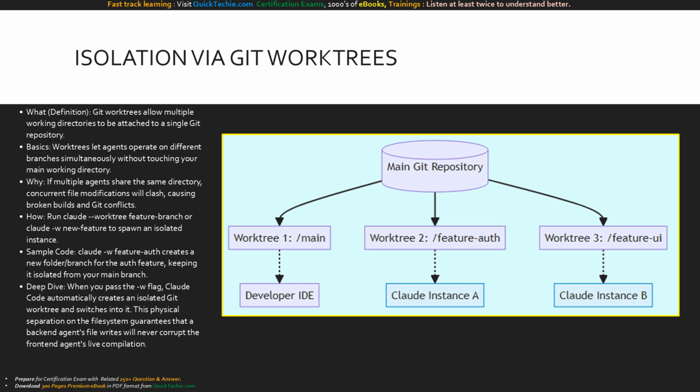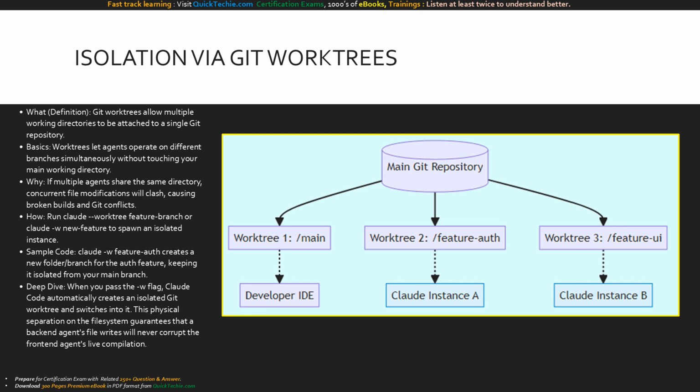Claude Code has native support for this. By simply running Claude -w followed by your branch name, Claude automatically provisions an isolated environment. Looking at the deep dive, this physical separation on your file system is the ultimate safety net. It guarantees that an agent aggressively refactoring your backend API will never accidentally overwrite or break the live code your frontend agent is currently testing.